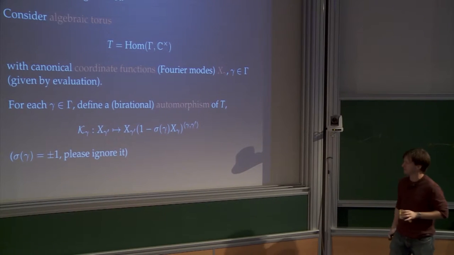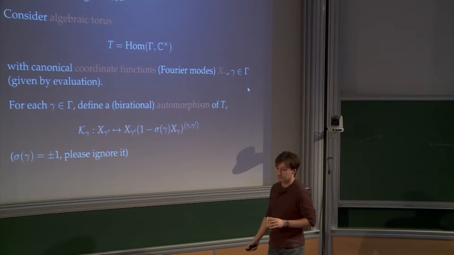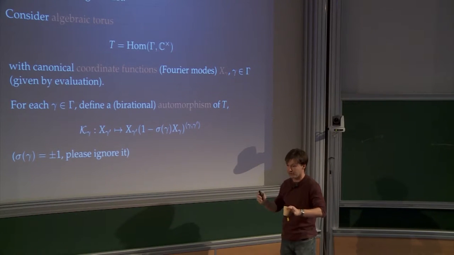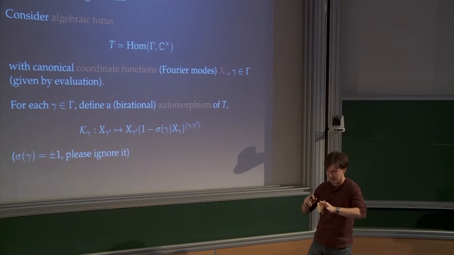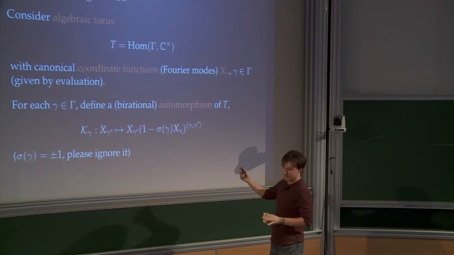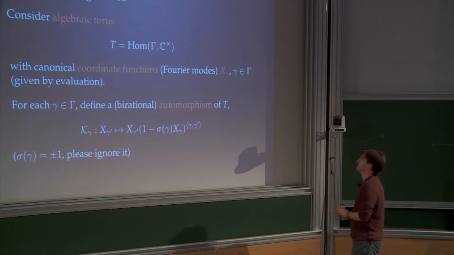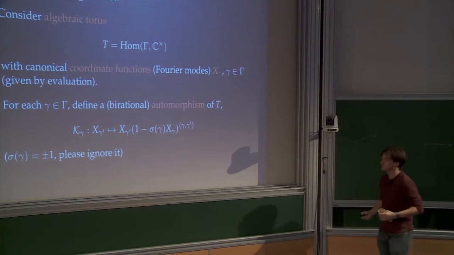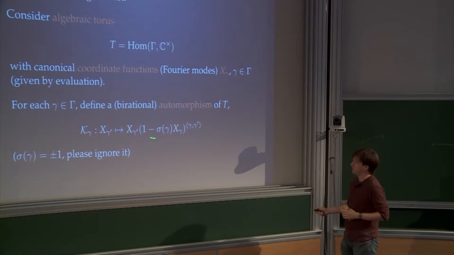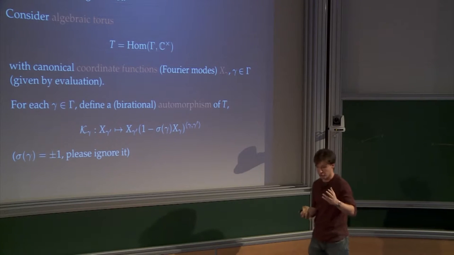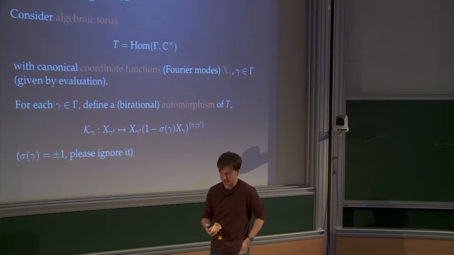Just imagine that... It's not because of the group structure, you mean, in the torus? No, we're not using the group structure on the torus. That's right, this is a very nonlinear automorphism. It's an automorphism of the torus just considered as a complex variety. Not an automorphism of the group. That's right, a birational map of the torus to itself, just given by this formula. So here the sigma of gamma is some tricky sign, and this pairing here is just the intersection pairing on the homology of the torus.